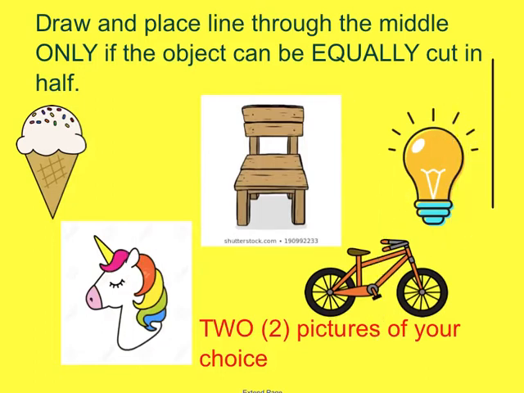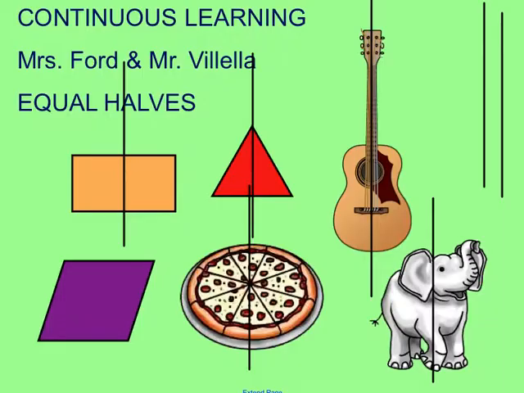And remember what equal halves are? It's the exact same on both sides. So this guitar is the exact same shape on this side of the line as it is on this side of the line. However, this elephant is not. It's not the same. It's not a mirror image. It's not the same on this side. Okay?